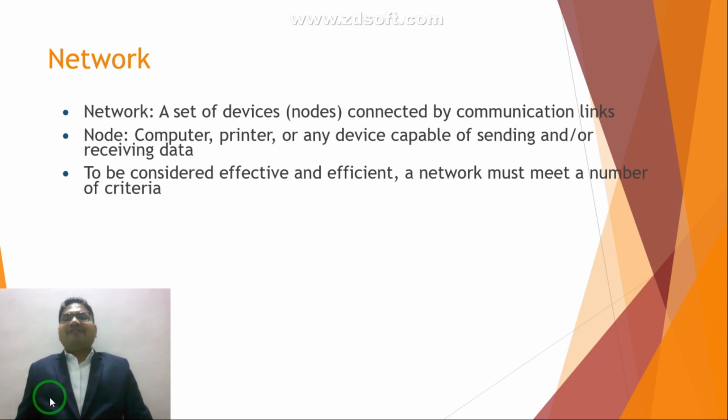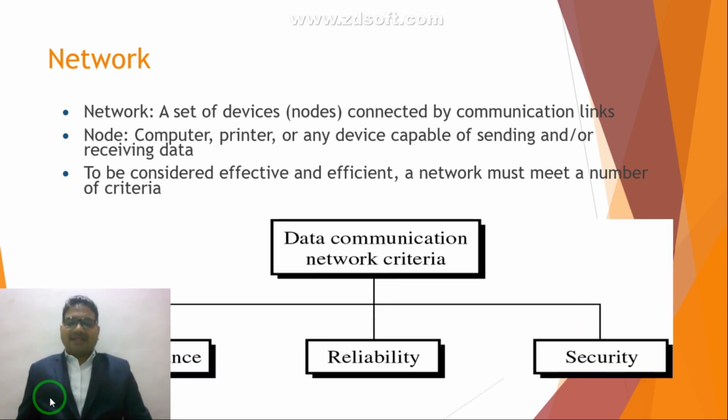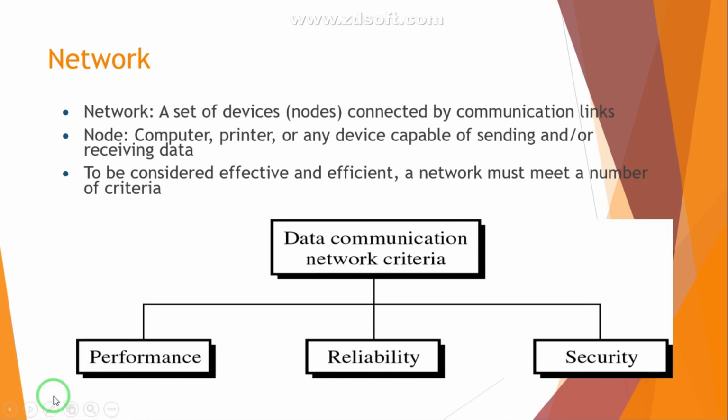Then, to be effective and efficient, a network must meet a number of criteria. That is performance, reliability, and security. So basically, performance can be measured in many ways, including transit time and response time. So transit time, what does it mean? It is the amount of time that is required for a message to travel from one device to another.